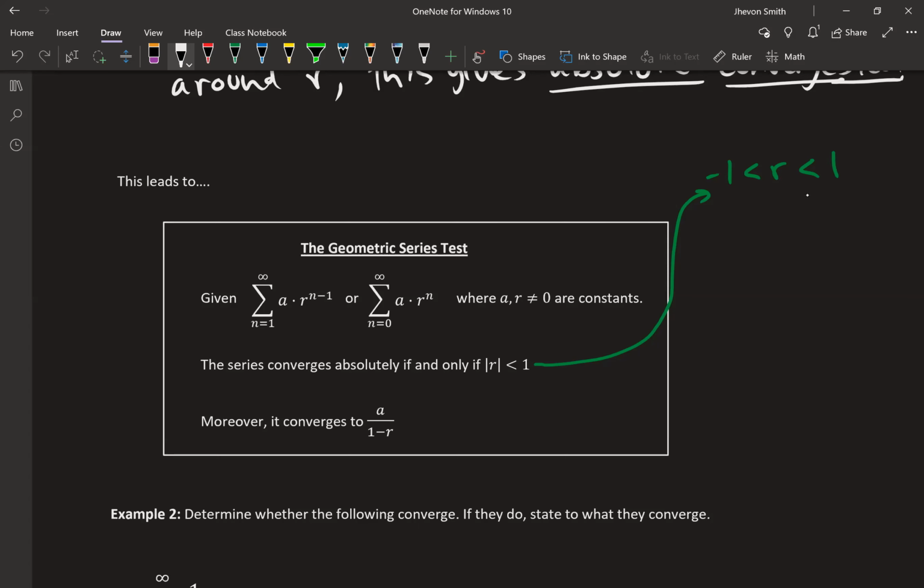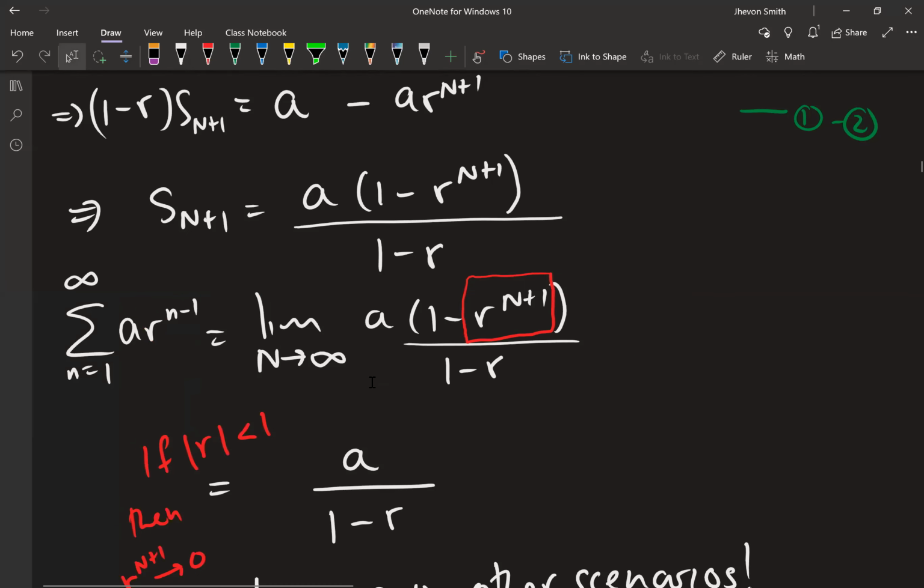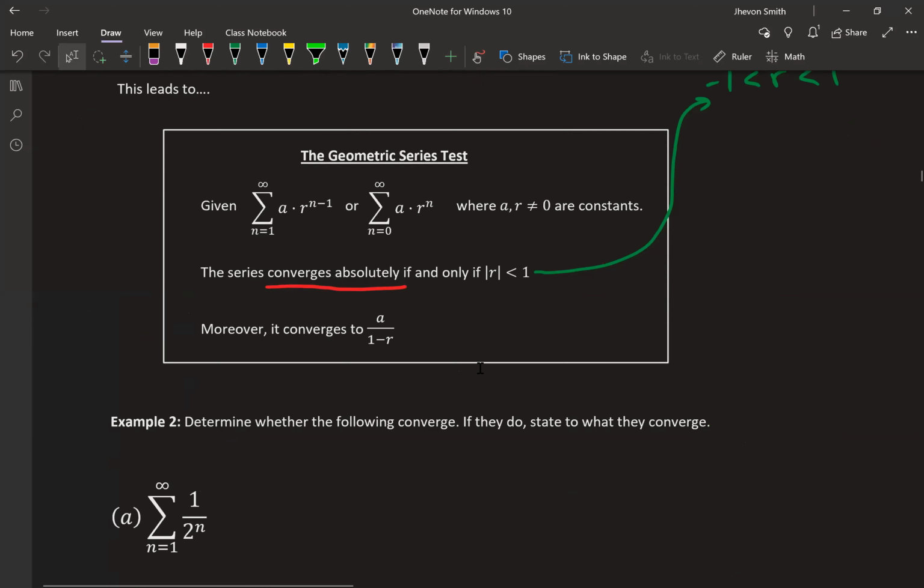Right. And moreover, it actually converges absolutely. So you actually get absolute convergence for free in this test. There are a few tests where you get absolute convergence for free. The geometric series test is one of them. Whenever a geometric series converges, it converges absolutely. And in fact, by this calculation above, which I found by the limit of partial sums, I know exactly what it converges to. It's going to converge to this number specifically, A over 1 minus R.